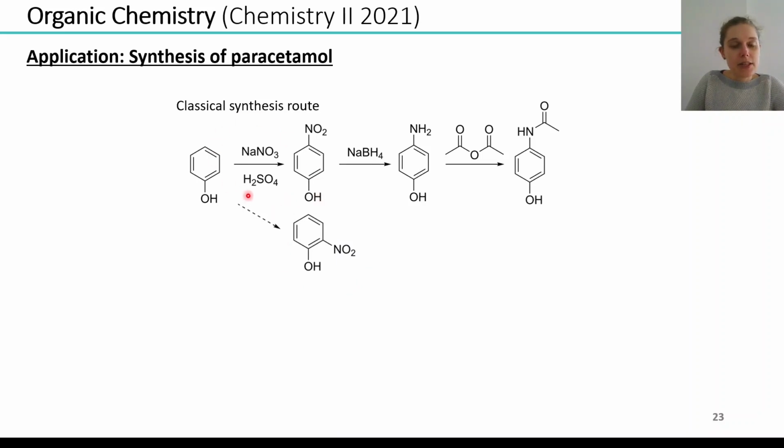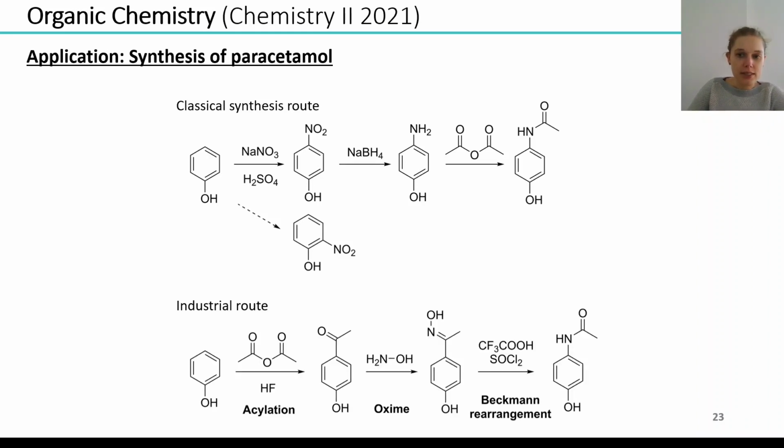And after this nitration, we then have a second substituent, which is this nitro group. And then we need to reduce the nitro group to an amino group, which is done in the second step. And then the final step is the acylation of the amine with acetic anhydride. And then after these 3 steps, we end up with paracetamol. However, as this reaction is not efficient enough for industry, we will now also discuss the industrial route.